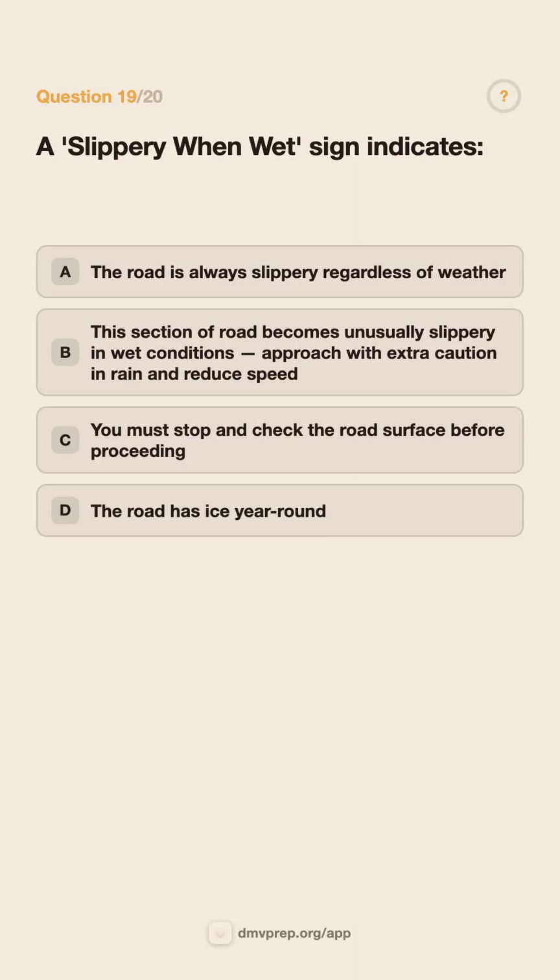Question 19. A slippery when wet sign indicates A. The road is always slippery regardless of weather. B. This section of road becomes unusually slippery in wet conditions. Approach with extra caution in rain and reduce speed. C. You must stop and check the road surface before proceeding. D. The road has ice year-round.